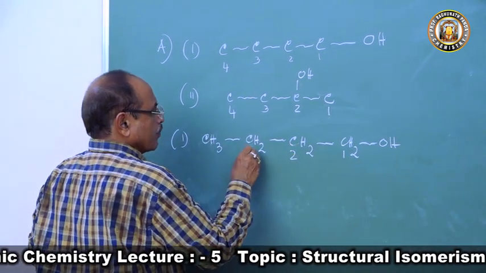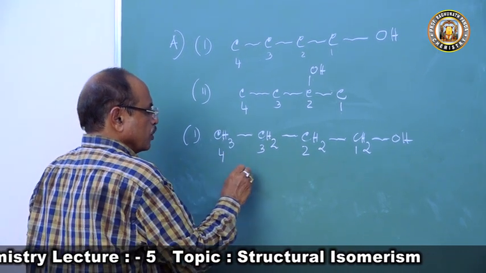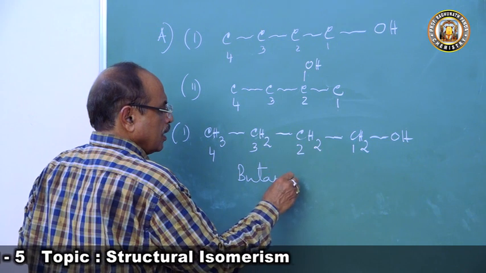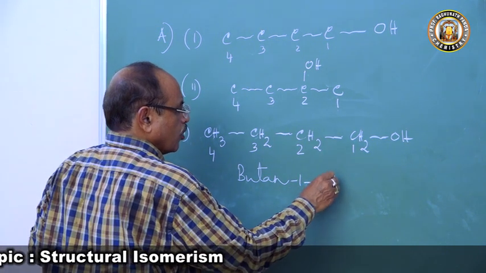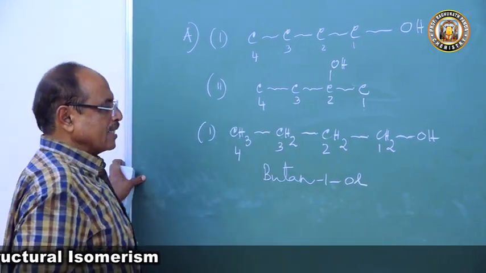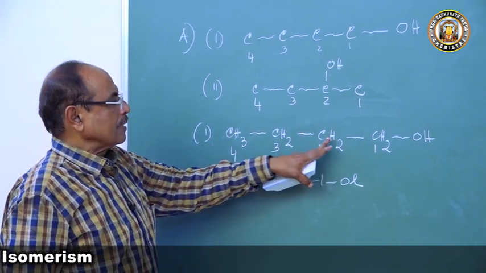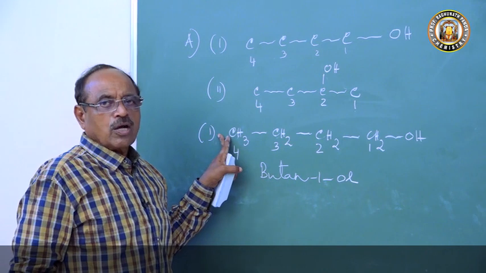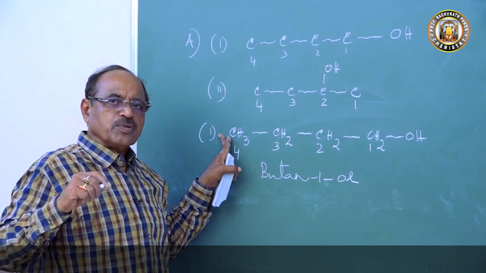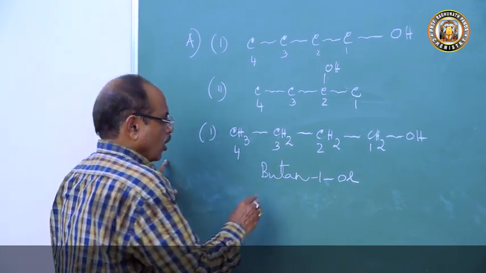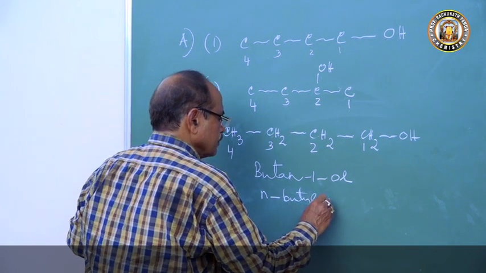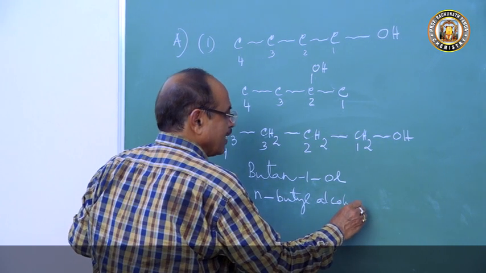At 1 carbon atom there is an OH group. So it was butane, now the hydrogen is gone. So it is butan-1-ol. And its common name will be what? There are 4 carbon atoms in a long chain, which is called a normal chain. So it is n-butyl alcohol. The common name is n-butyl alcohol.